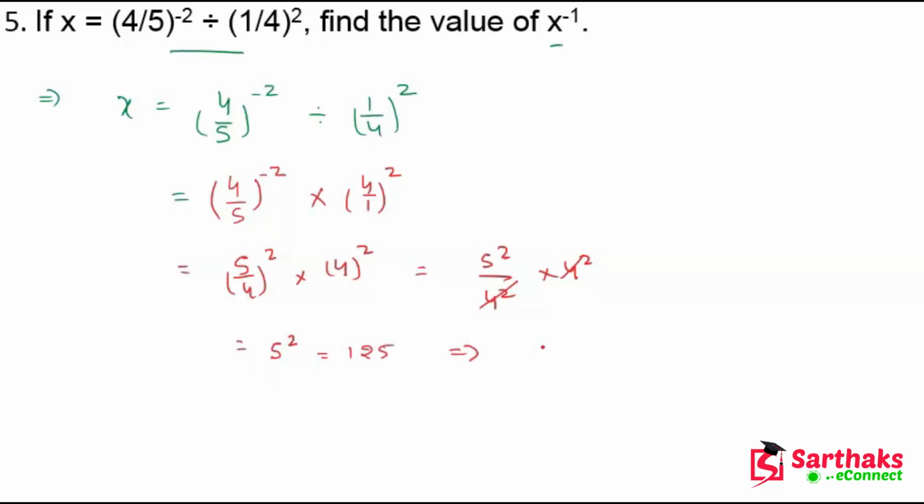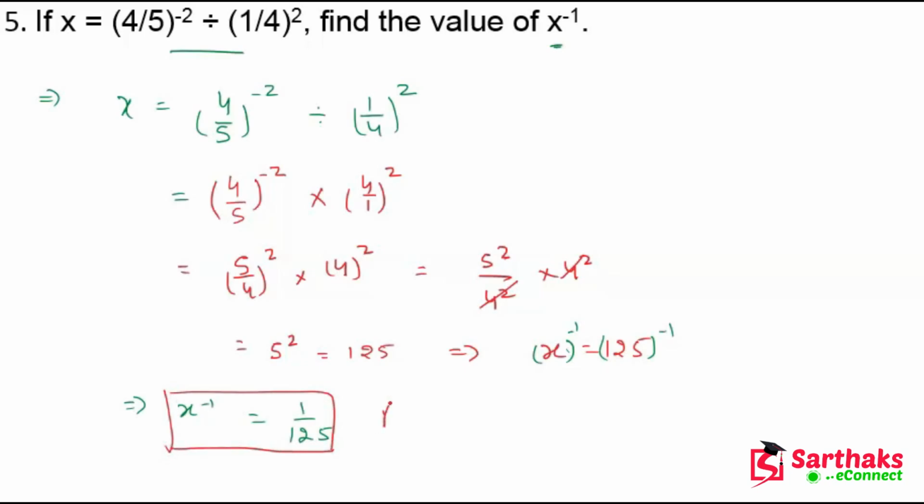So now my dear friends, here we have x equals 25, but we have to find x raised to power minus 1. So we apply the power minus 1 on this part also. Here we get x raised to power minus 1 is 1 upon 25. So this is the answer. I hope you understand these things, my dear friends.